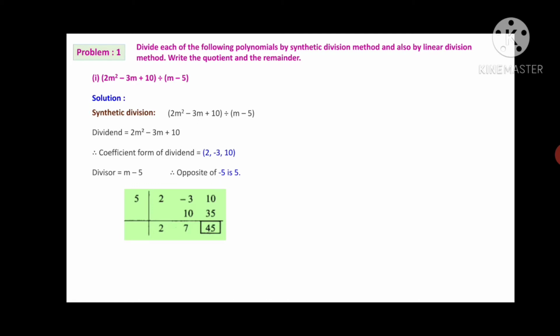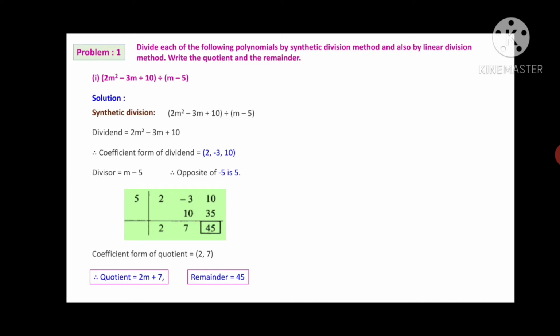The division is carried out, so 2 will be as it is. 2 fives are 10. In the third place you will get 10 minus 3, that is 7. 7 fives are 35. So 10 and 35 will be 45. The 45 is boxed since it is the remainder. So friends, the coefficient form of the quotient will be 2 and 7, the remaining two terms. So the quotient will be 2m plus 7 and the remainder will be 45. This is how we carried out the division by the synthetic division method.